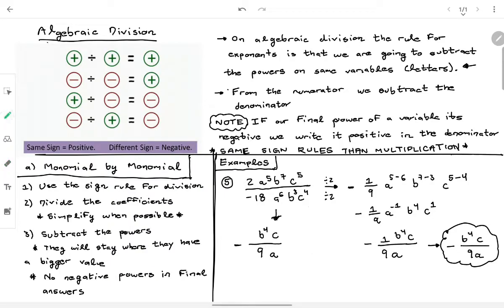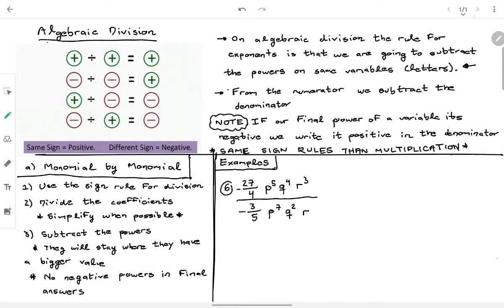And if you see this answer, it's the same as this answer. So it's up to you. You can do it step by step, or you can do all the three steps together. Let's see another example. So in the next one, it's a similar one. When we have fractions, remember, it doesn't change very much. So we apply the sign rule, negative divided by negative, it's positive. Then we are going to use fraction division.